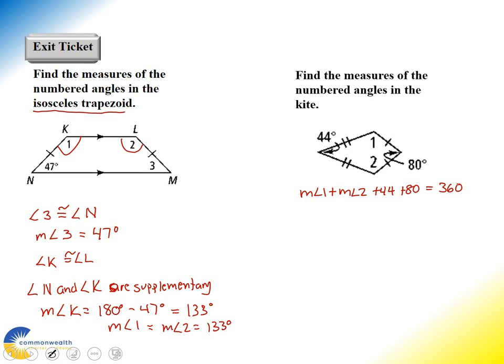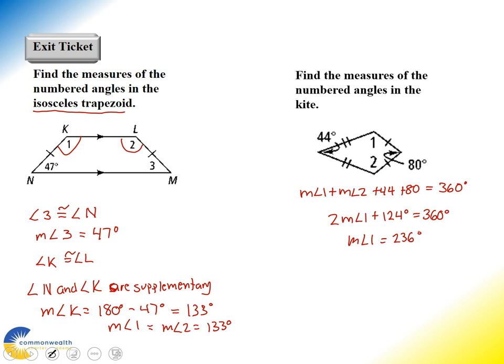However, the measure of angle 1 and the measure of angle 2 are the same thing, so I can say I have 2 times the measurement of angle 1 plus 124 degrees equals 360 degrees. Measurement of angle 1 would equal 236 degrees. I believe I did my math right.